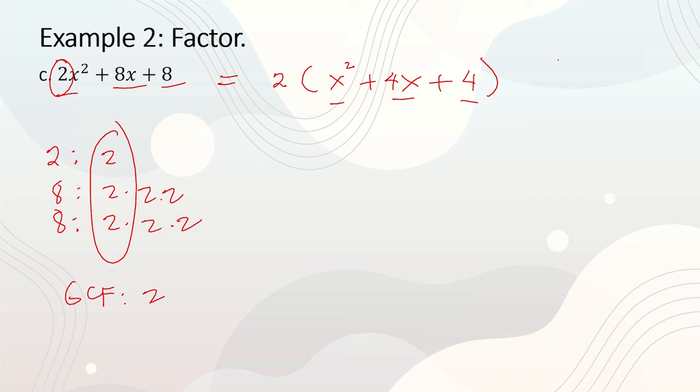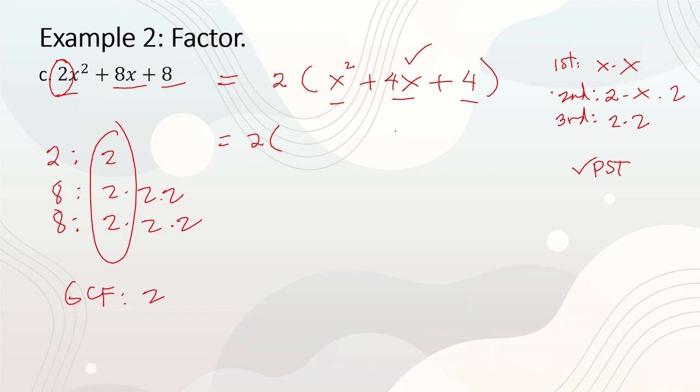The first term, x squared, is a perfect square because that's x times x. The third term is a perfect square as well because that's 2 times 2. Our second term, always remember, it must be 2 times the square root of the first term, which is x, times the square root of the third term. Square root of 4 is 2. So 2x times 2, 4x. So there you go. So it's factorable by PST.